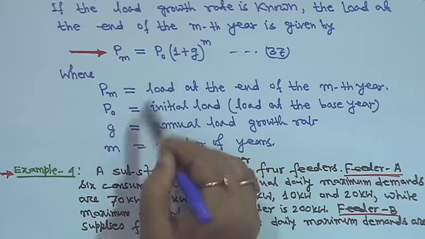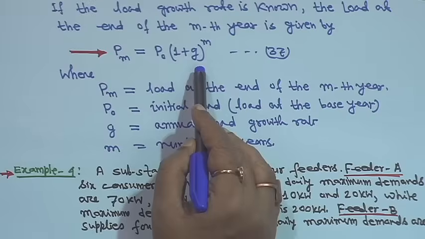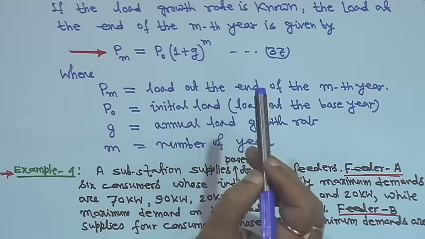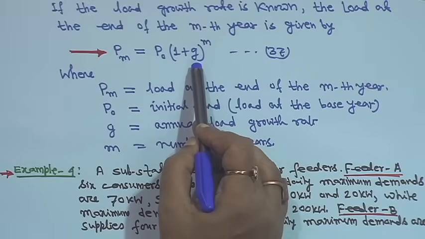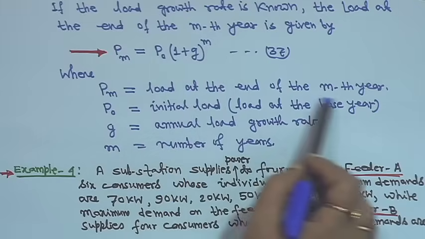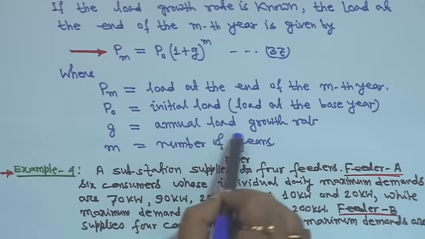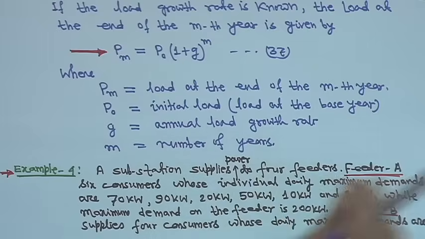Next year it will be, suppose, increasing at a rate of say 5%. So G is the annual load growth rate, say G is 5%, and m is the number of years. That means Pm is the load at the end of the mth year, P0 is the initial load at the base year, G is the annual load growth rate, and m is the number of years.